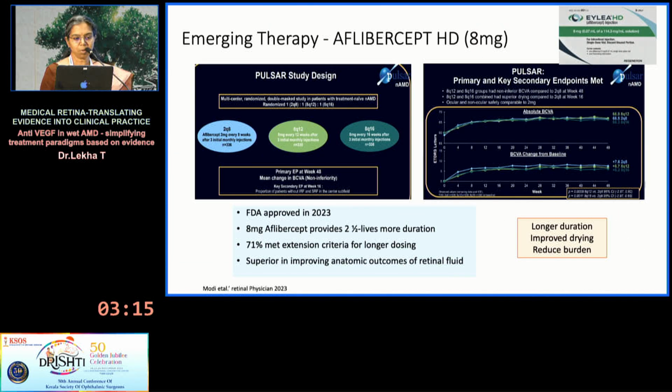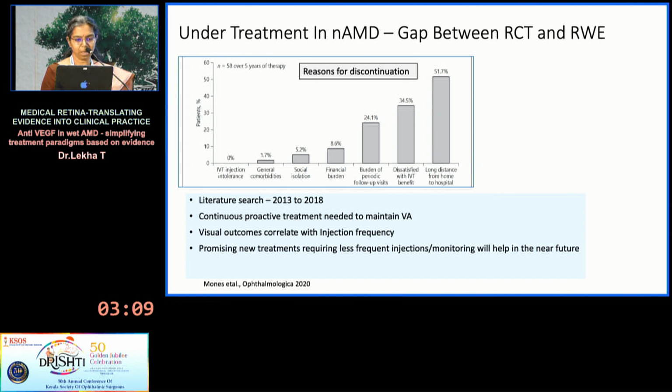Another newer drug that we are going to have very soon is high-dose aflibercept, that is 8 mg, which is also found to be superior to what is available now. While these new drugs are emerging, we should also try to see what is the reason for this gap between the RCT and the real world evidence. And these are some of the important reasons that were found in this study.